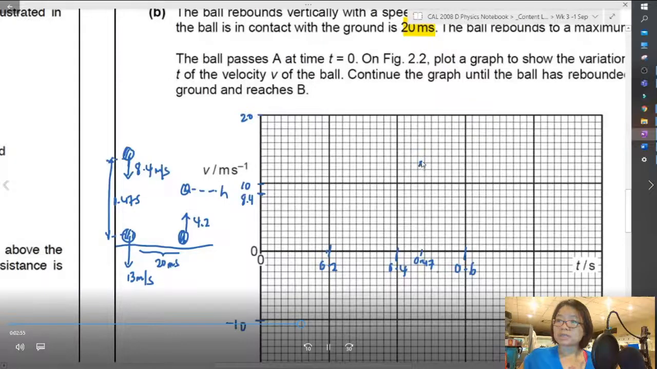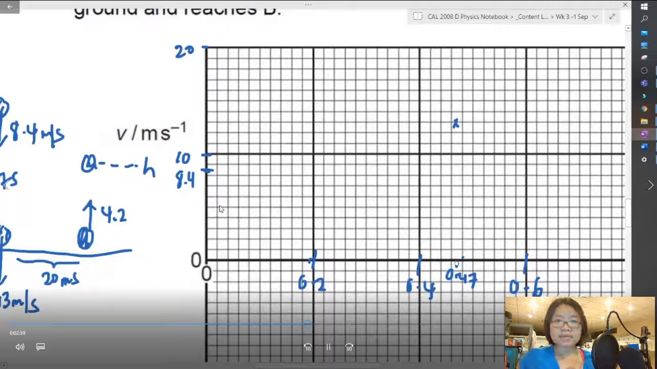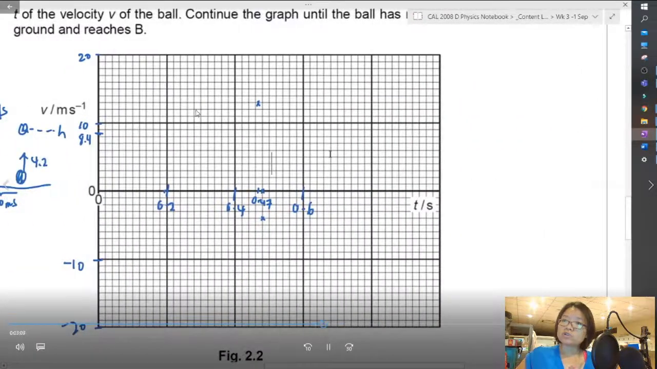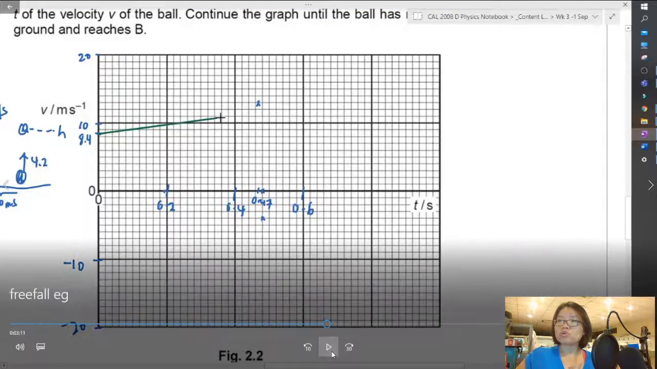This one would be 13. So from 8.4 to 13. And then this one you can join a straight line. Why? Again, gradient is constant, straight line because acceleration is constant. So I'll join a straight line here later. But another point I know is 4.2. So when is it 4.2? 4.2 is when it's leaving the ground. So 0.47 plus 20 milliseconds is 0.49.